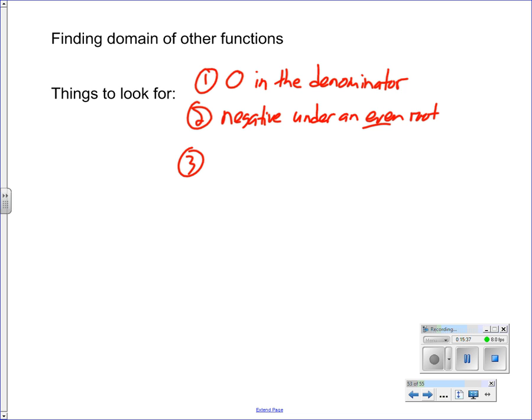And the third thing with the functions we've talked about so far is anything that would make a 0 or negative number in a log. We can't raise anything to any power and get back 0. So that's not going to be something we can put in as an argument for a log function.